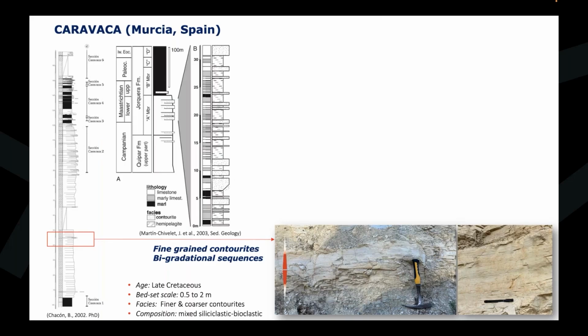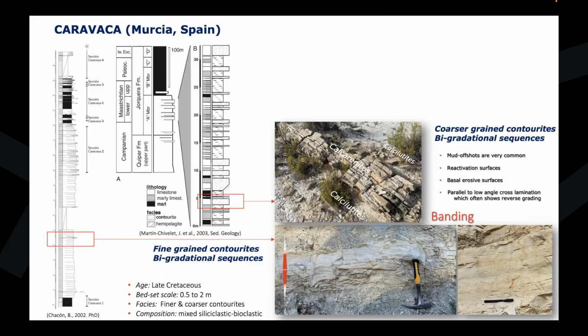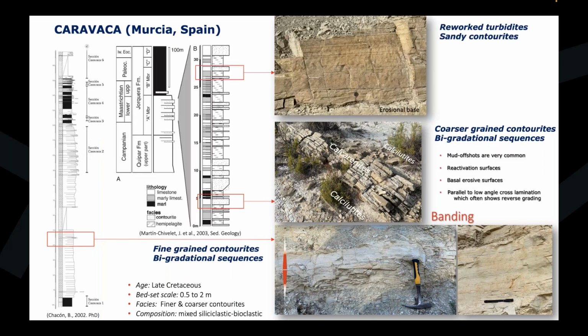So that means that in the lower part of the sequence, you can see fine-grained vibrational sequences and contours. When you go to the middle part, you start to see more quartz contours with these vibrational sequences, not very different from the sample I showed you from Cyprus. But when you go to the upper part of the sequence, you start to see something different. Here you can see proper sandy contours and a lot of reworked turbidites.